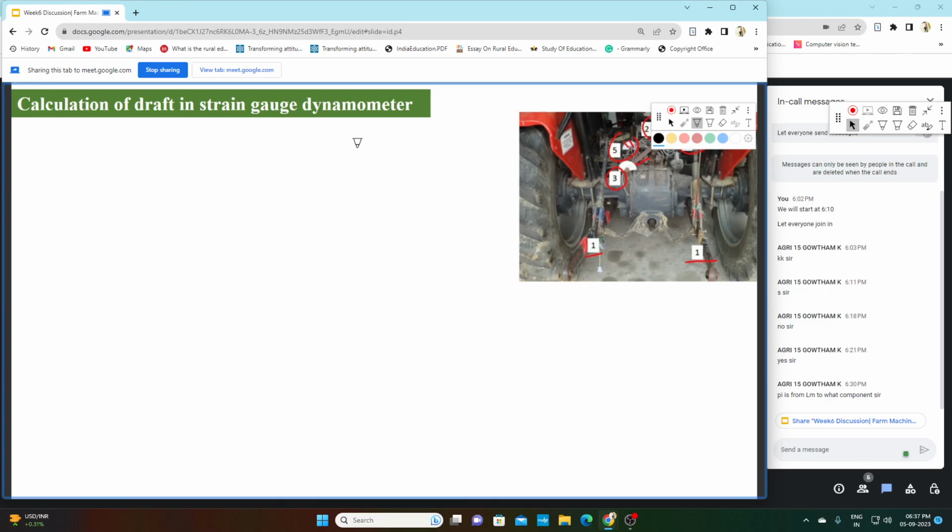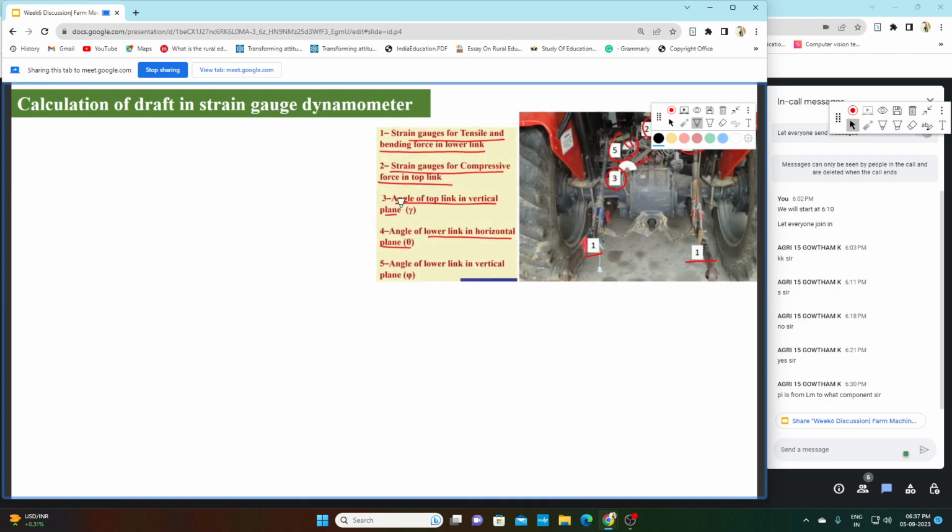So what happens is, in each of the positions we have fitted a strain gauge. We have fitted strain gauges at two positions. One is for tensile and bending force in the lower leg, and the second strain gauge we have fixed for compressive force in the top leg.